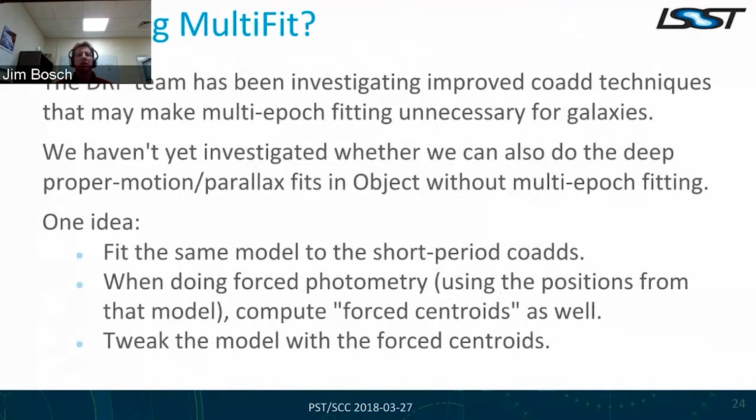Finally, I should say that the DRP team has been investigating some improved coadd techniques that we think might make the multi-epoch fitting unnecessary for galaxies. You might think that has nothing to do with astrometry, but if we get rid of multi-fit for galaxies, it would be highly desirable to be able to get rid of it for point sources as well, and that leaves us without a way to do what I just said was our best measurements of object proper motion dynamics.